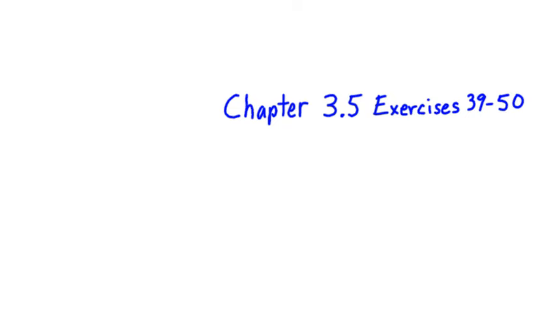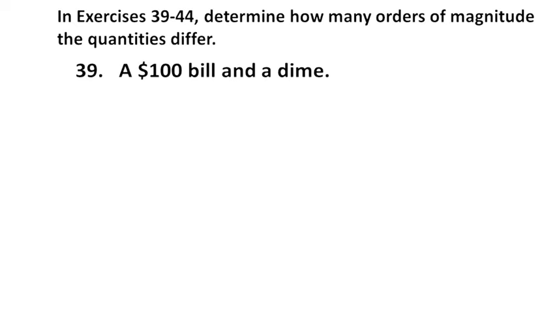This is chapter 3.5, exercises 39 through 50. This set of exercises in section 3.5 has to do with using logarithmic relations by factors of 10. In fact, in problems 39 through 44, determine how many orders of magnitude the quantities differ. A $100 bill and a dime.